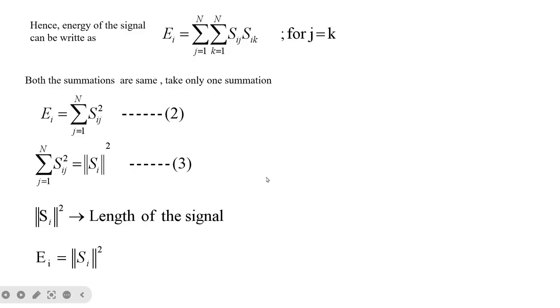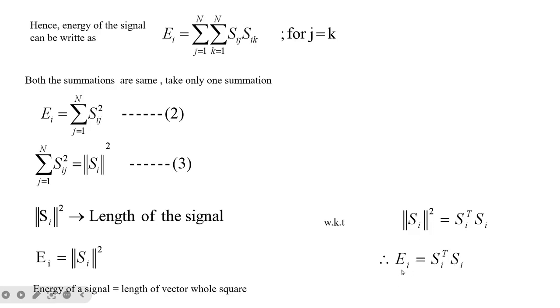So this is the relation between the signal energy and the square length of the signal vector. Okay. Now we know that the square length of the signal vector is equal to Si transpose into Si. Okay, so the energy of the signal can be written as Ei is equal to Si transpose into Si. Okay, so next we'll see what the Euclidean distance is.